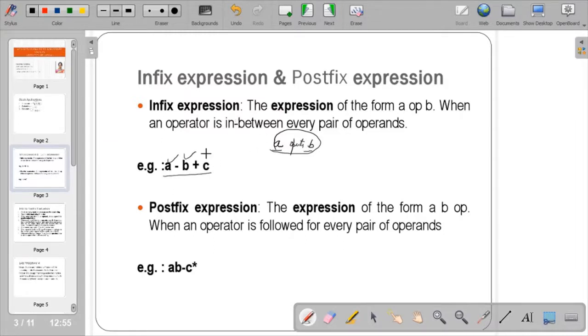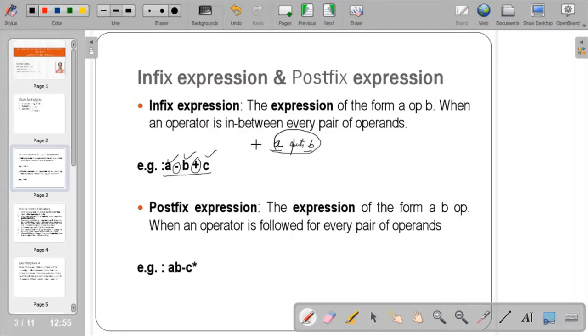A, B, C, all these are operands, and operators are minus, plus, star, or multiplication, division, percentage, ampersand. All these are operators. So when you place an operator in between a pair of operands, it is called an infix expression.